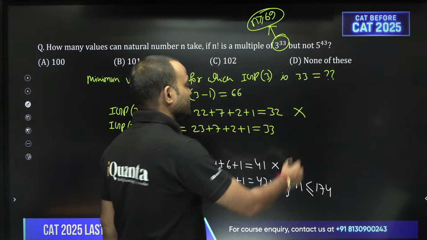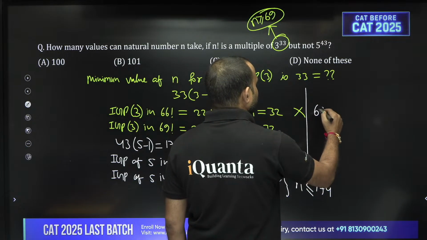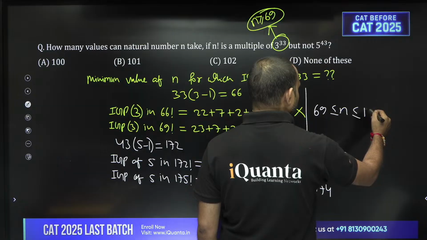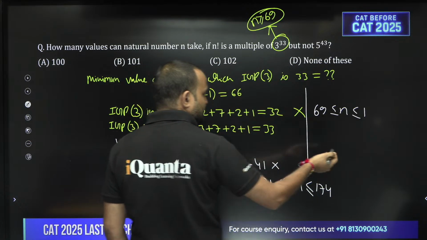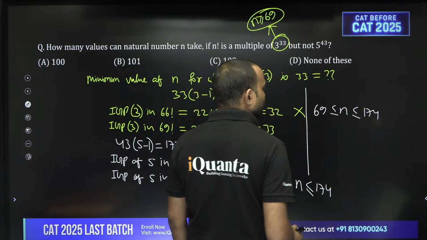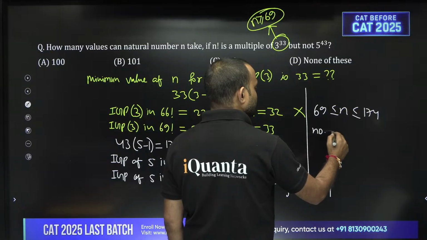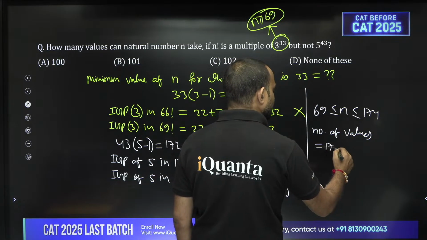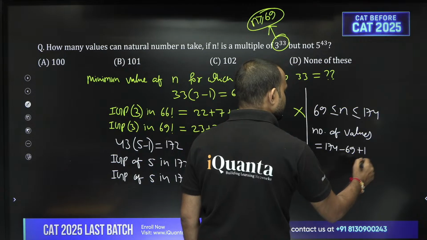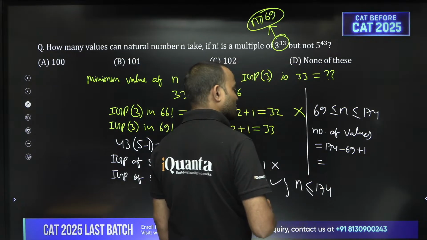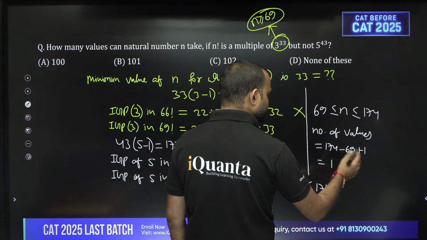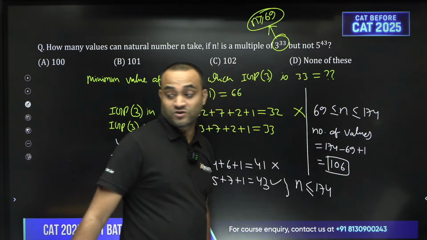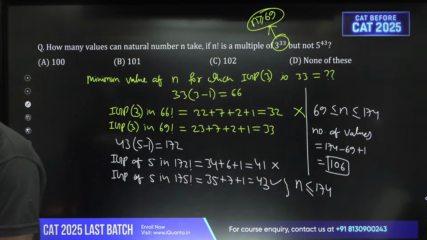So, what is the range we get for n? N should be greater than or equal to 69, and less than or equal to 174. So, number of values is equal to 174 minus 69 plus 1. How much will that be? 105... 106, right? That's your answer, 106.